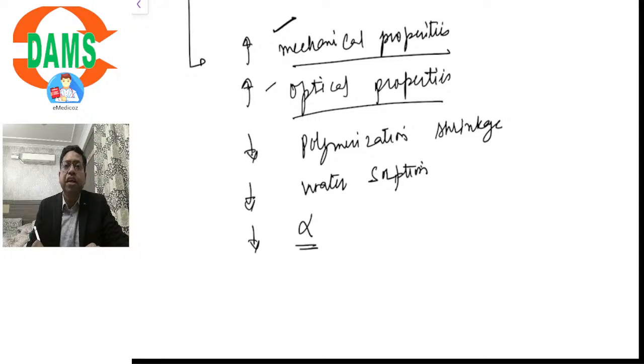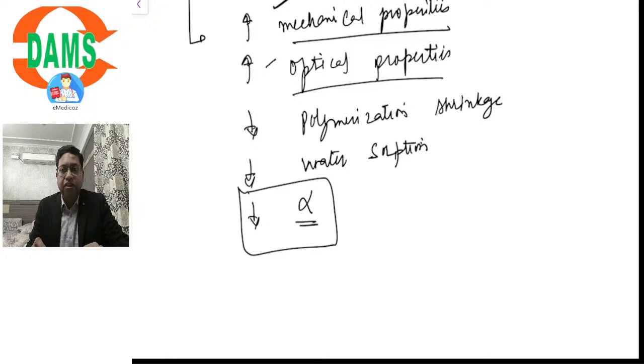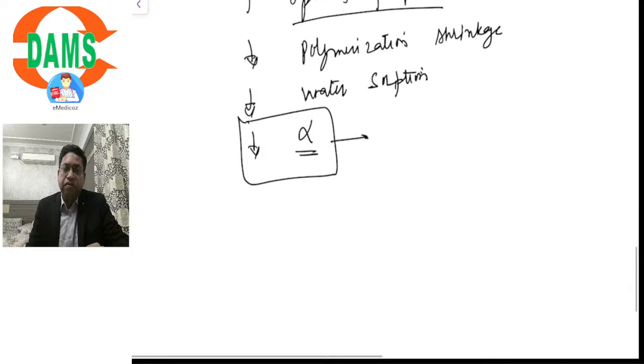Unfilled resins have a very high alpha. What is the meaning of alpha? Alpha means coefficient of thermal expansion or contraction. So unfilled resins have a tendency to expand and contract with temperature changes too much as compared to the tooth structure. So in the long run, such restorations are not desirable. So to reduce the alpha, that is coefficient of thermal expansion or contraction, fillers are added, so they make them more compatible with the tooth structure.